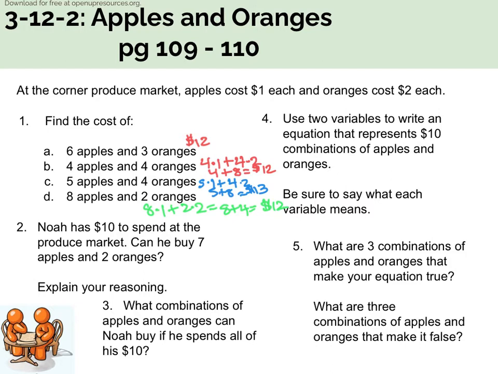Now, since we've played with this a little bit, let's talk about Noah. Noah has $10 to spend at the produce market. Can he buy 7 apples and 2 oranges? Go ahead and pause and answer that, and then we'll come back together.